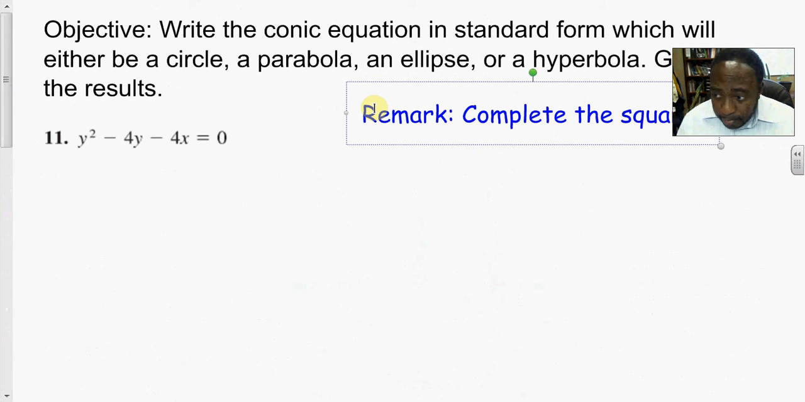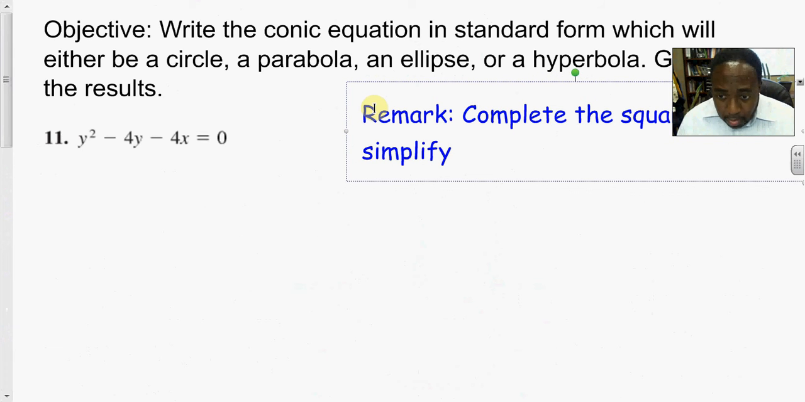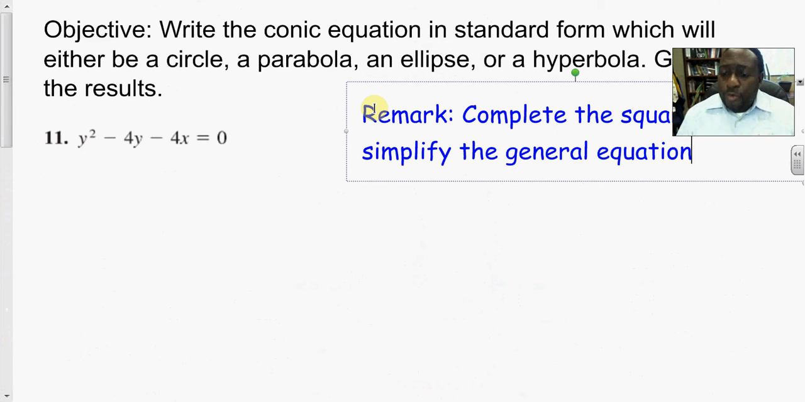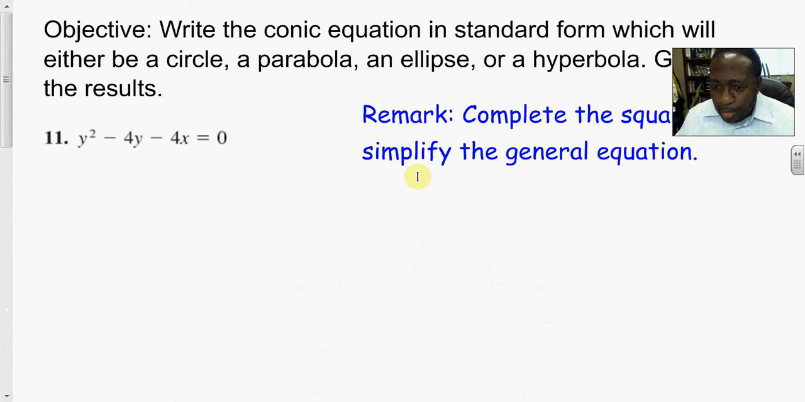Complete the square to simplify the general equation. Complete the square to simplify the general equation. Okay, I think that's good. I want to type that just to make it more significant. Now, let's work this problem.